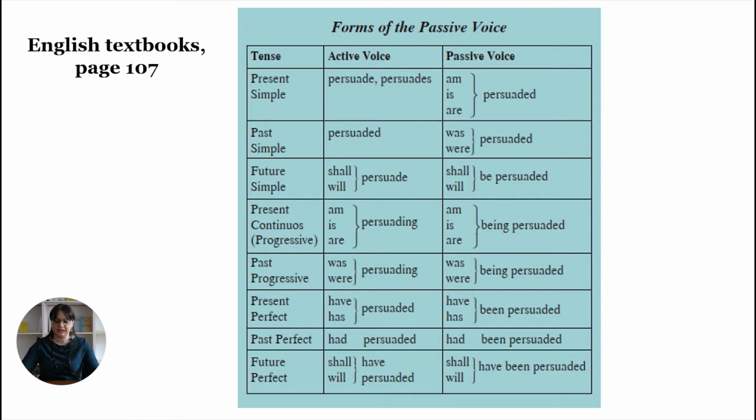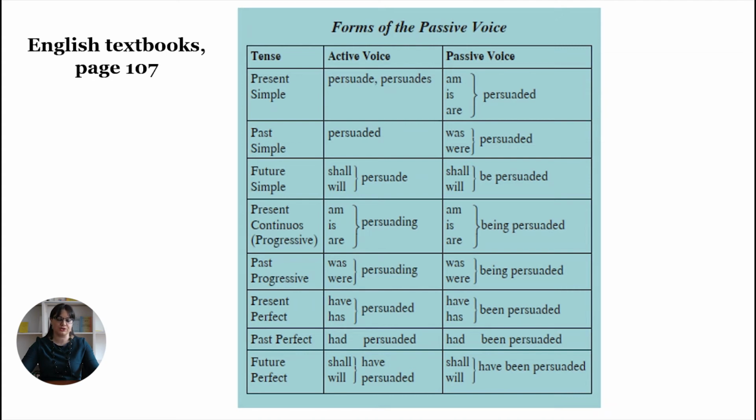In order to be able to use passive voice, you need to have a good mastery of the English tenses. This is why you need to revise them. If you open your English textbooks on page 107, you will see this chart where you can have a guide how tenses change in the passive voice. Look at the first. Present simple.